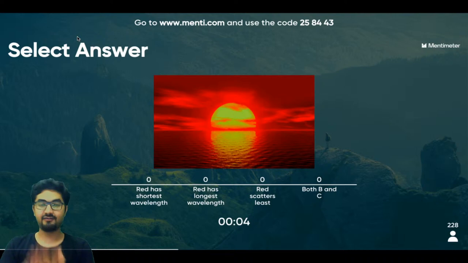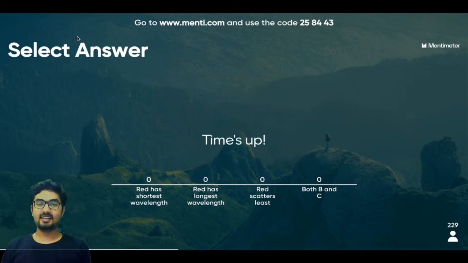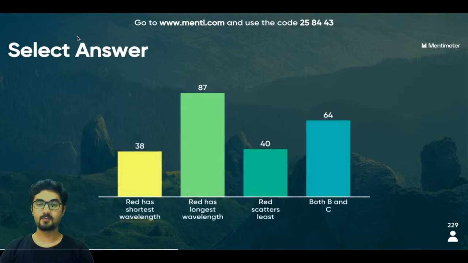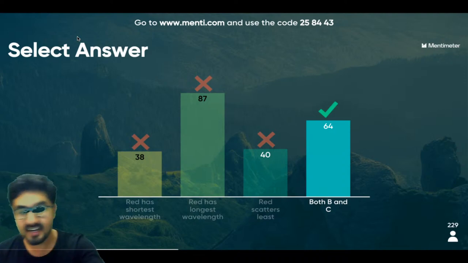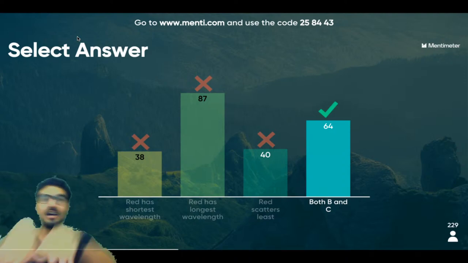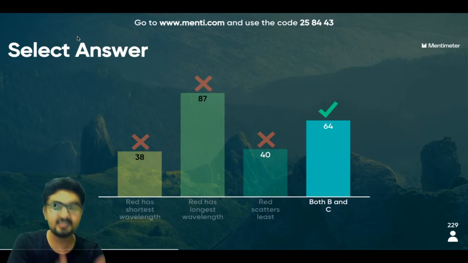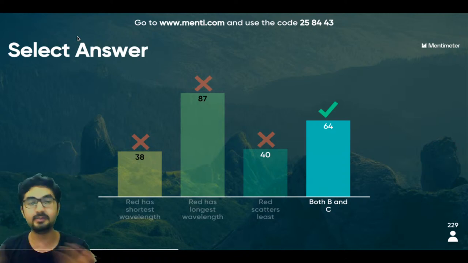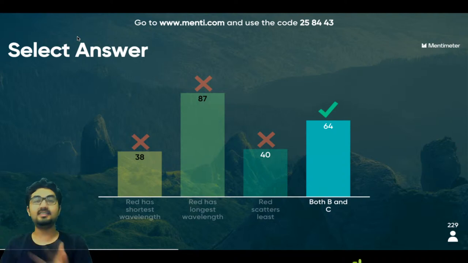Right. So 5, 4, 3, 2, 1, boom. Let's see what the answer is. The answer is both B and C. Red has the longest wavelength. Red bade aram aram se chalti hai, toh the wavelength is more. Also, red scatters the least. Sabse kam scatter karti hai. So the answer is both B and C. B bhi sahi tha, C bhi sahi tha. Kya galat ho gaya guys? So only 64 people could do this correctly.